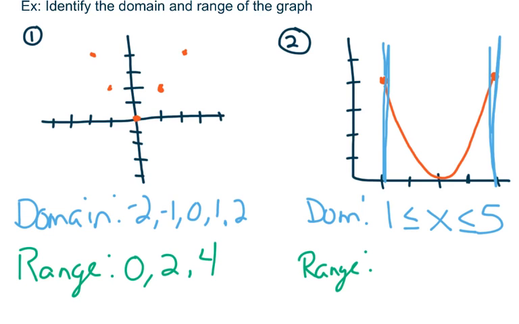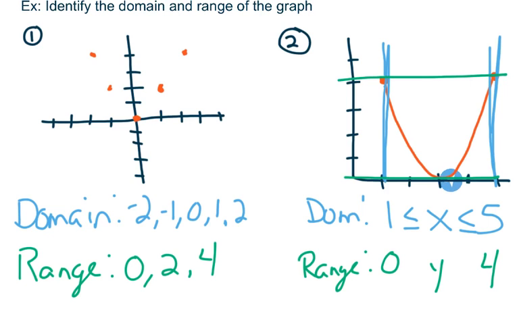For the range, we're going to do the same thing. The highest is up here. The lowest is here. We're going to assume that's the 0, the x-axis. So the smallest is 0. The biggest is, let's see, that'd be 4. And we're not going to use x this time. We're going to use y because it's a different variable. We're talking y values now.